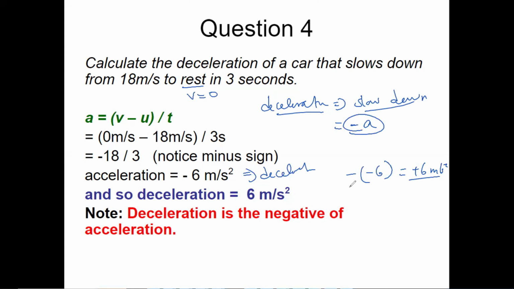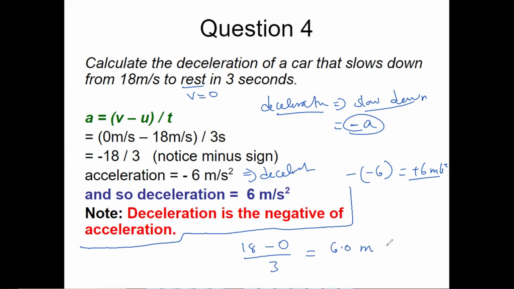Maybe to avoid all those stories, this is what you do. If you want to find deceleration, just take the initial value, so just take 18 minus the final value, over 3, and this will give you the answer directly, 6.0 meters per second squared.